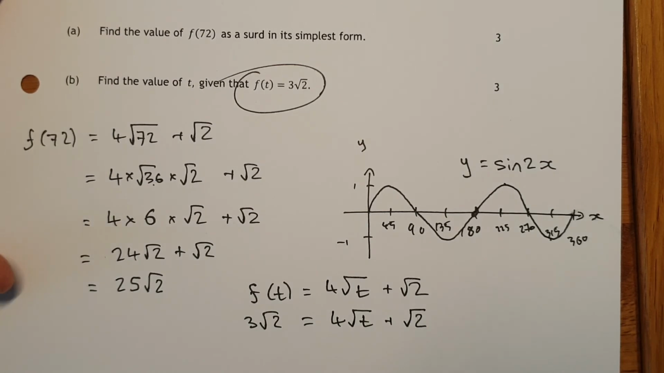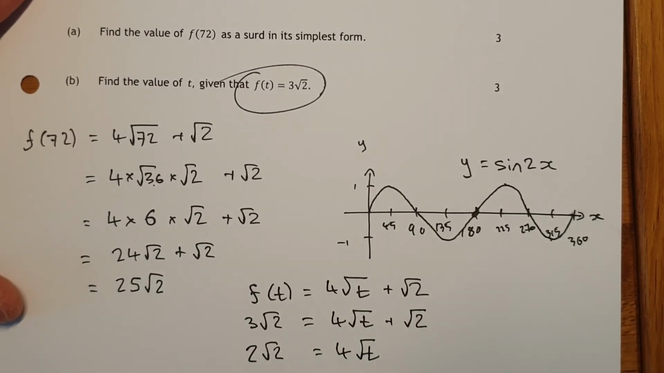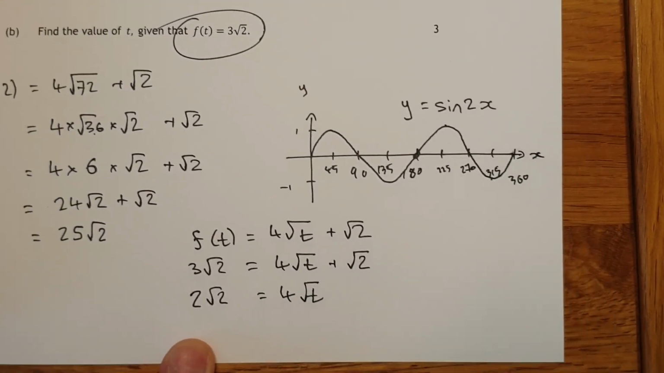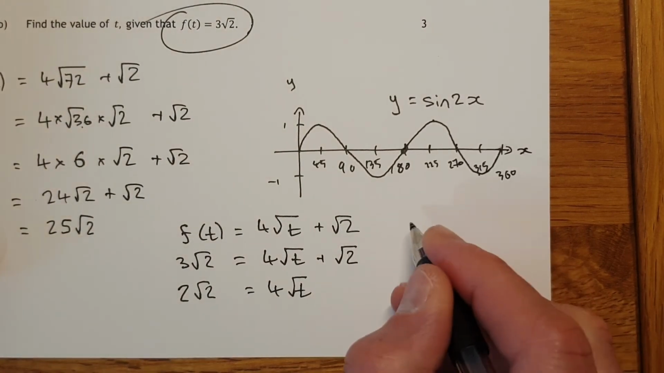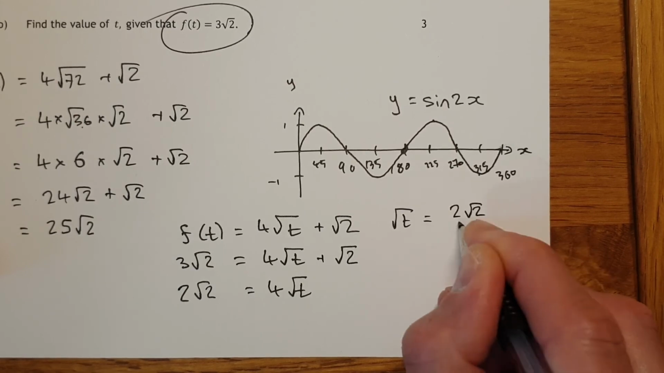So we can start by subtracting root 2 from both sides. So if you take the root 2 away from there, instead of 3 lots of root 2, you're only going to have 2 lots of root 2. So it's 2 root 2 is equal to 4 root t. We can then divide both sides by 4. So we get root t equals 2 root 2 divided by 4.